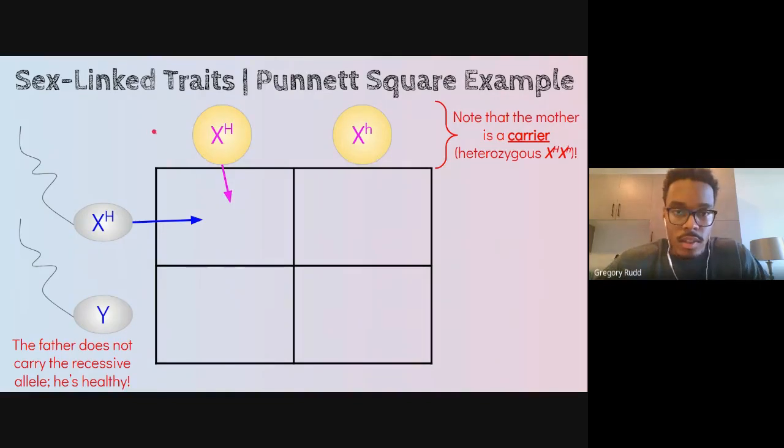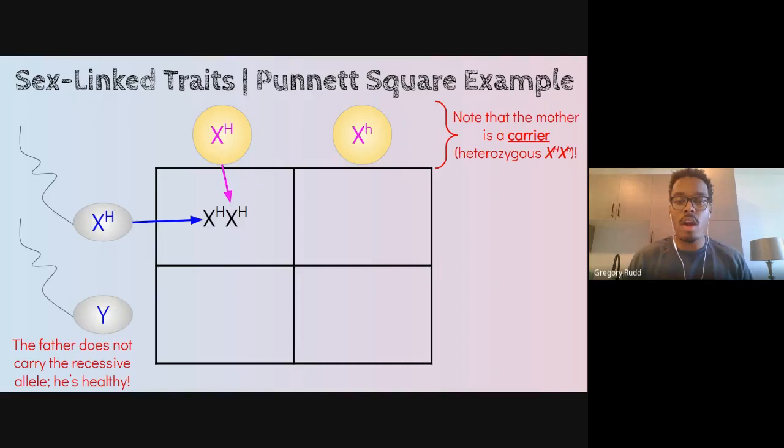So the mother's X with a dominant allele drops down. The father's X with a dominant allele slides over. And we end up with 2 X's, both with the dominant allele. So they are homozygous dominant. So that's the genotype. Can anyone tell me what the phenotype of this person is?